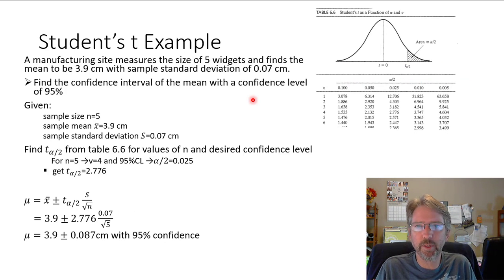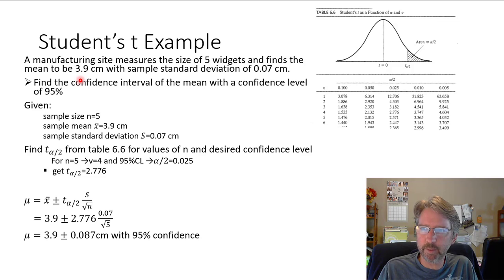So here's an example similar to what we've done before. We're measuring now 5 widgets instead of 35 as in the last example, but we have the same average, 3.9, and the same sample standard deviation of 0.07, and we want to find the confidence interval of the mean at a confidence level of 95%. So again, these are the things we're given: the sample size, sample mean, and sample standard deviation.